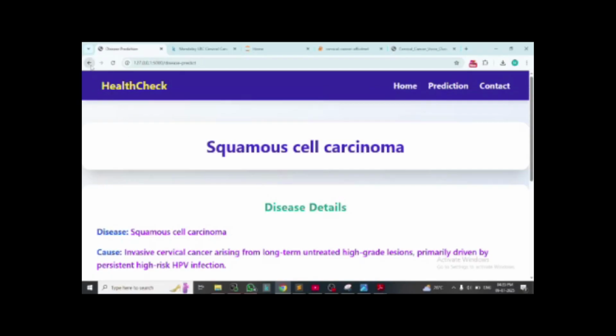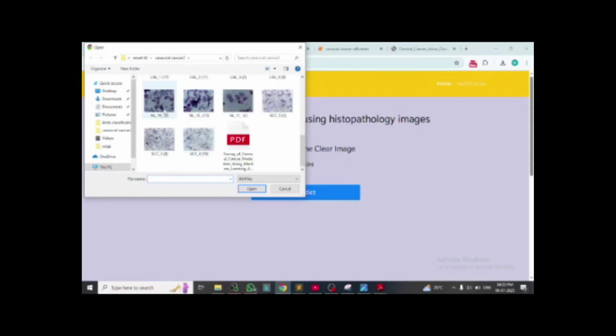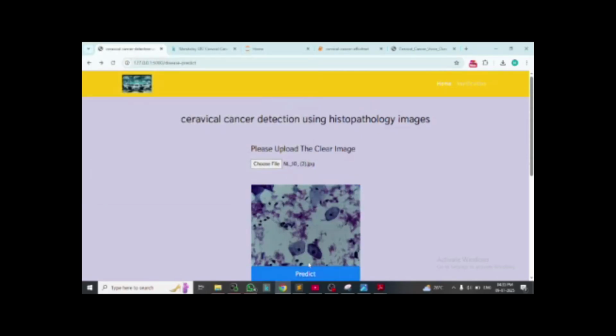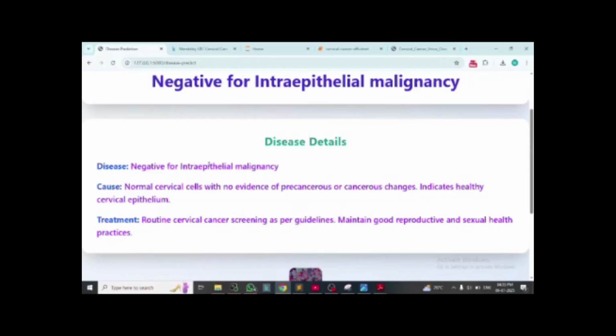See another one. Okay, we will upload this. See this name: negative for intraepithelial malignancy. Disease details: disease name, this is the name, this is the cause, this is the treatment. The cause for this is normal cervical cells with no evidence of precancerous or cancerous changes, indicating healthy cervical epithelium. Treatment for this is routine cervical cancer screening as per guidelines. Maintain good reproductive and sexual health practices.